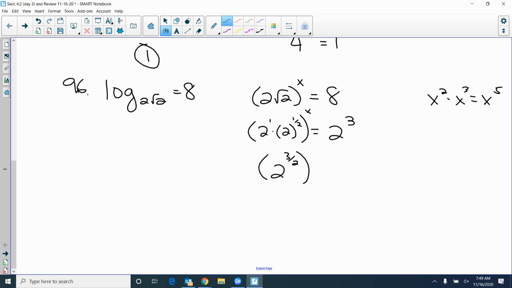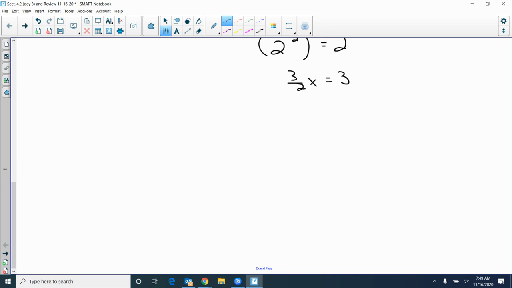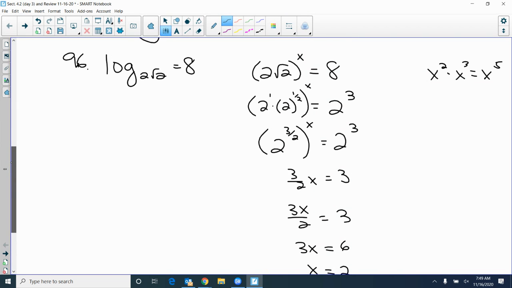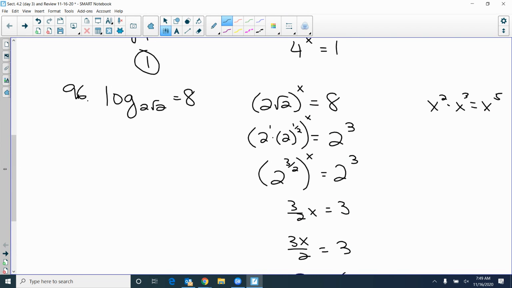Okay? 2 to the 3/2 to the x power equals 2 cubed. Well, right here, that's going to be 3/2 x equals 3. And so you can say 3x over 2 equals 3, multiply both sides by 2. 3x equals 6, x equals 2. I would say that's the long way. You might just say, all right, let me try a number. Let me try squaring it. What happens if I square it? Okay, you can do that. But this is the way you would manipulate it using our properties.